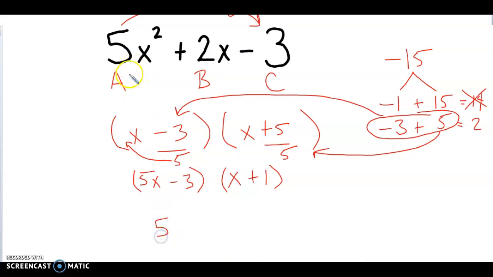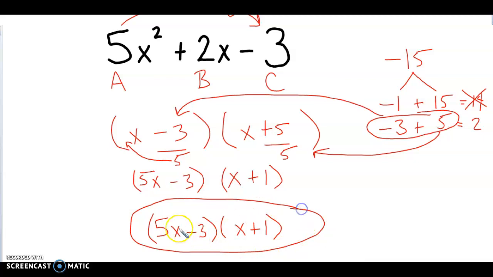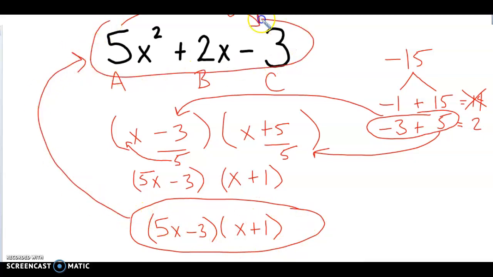And that's my final answer. My factors to 5x squared plus 2x minus 3 are 5x minus 3 and x plus 1. So 5x minus 3 is one factor and x plus 1 is another factor. This is saying that this right here is equivalent to this function.